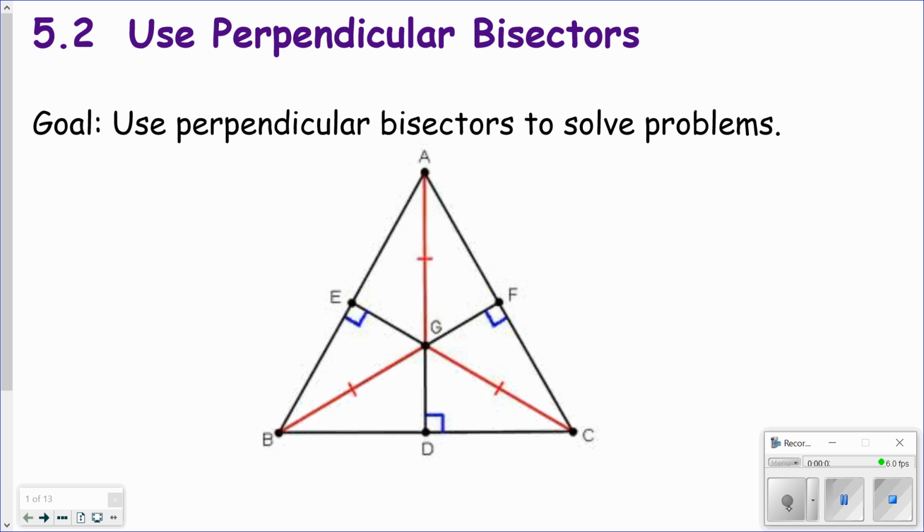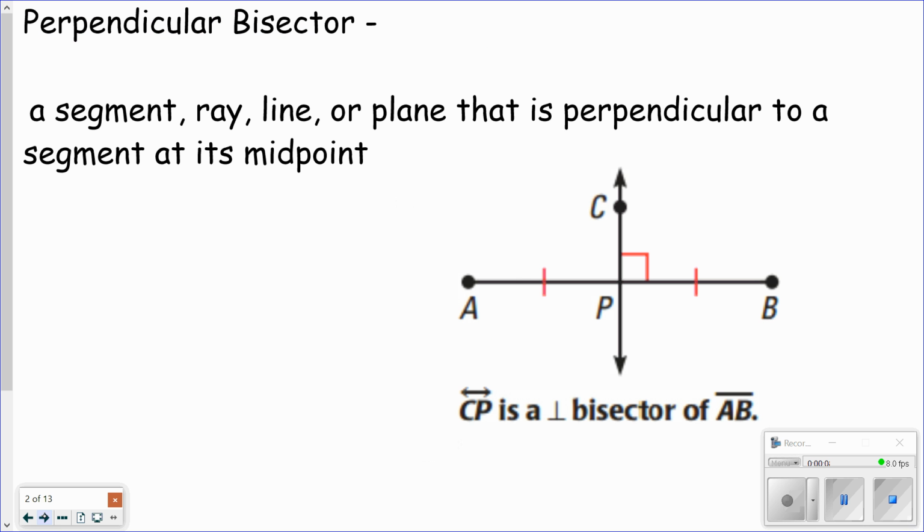Hi everyone, today we are going to learn 5.2, which is use perpendicular bisectors. A perpendicular bisector is a segment, ray, line, or plane that is perpendicular to the segment at its midpoint. So remember, midpoint means point in the middle. Perpendicular creates a 90 degree angle, bisect means cut in half.